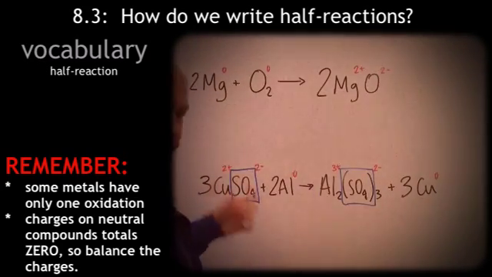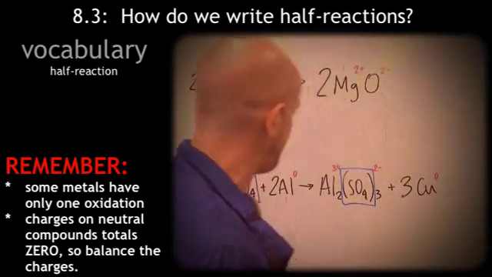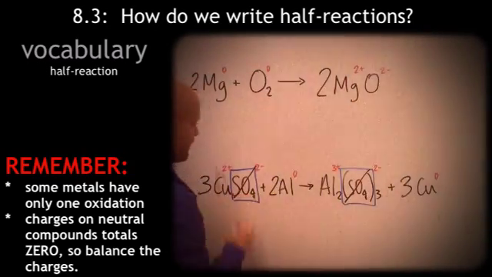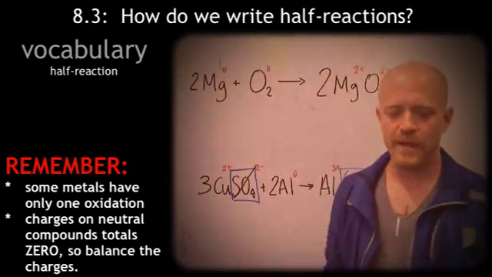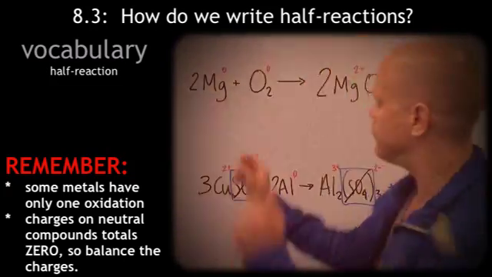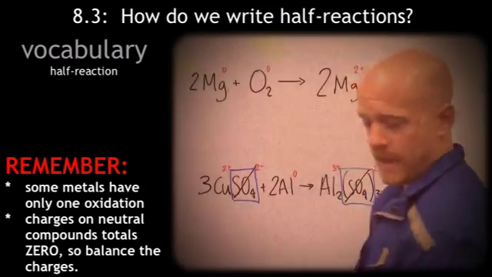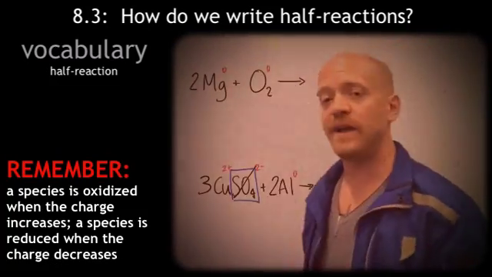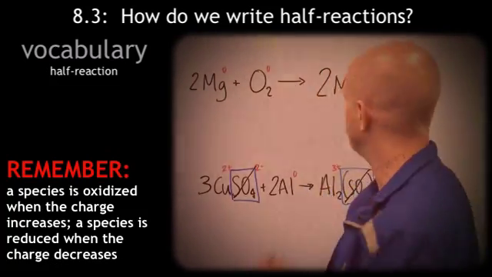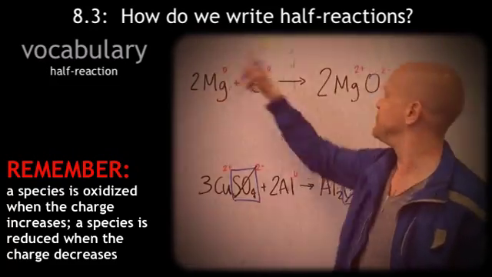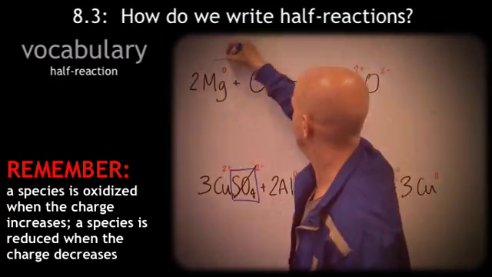Now I'm going to go through and identify anything that does not change in oxidation. So we're going to eliminate the sulfate. We're not going to pay attention to that. Anything which oxidation does not change, eliminate it altogether. Next step, identify what's being oxidized and what is being reduced. Magnesium goes from 0 to +2.